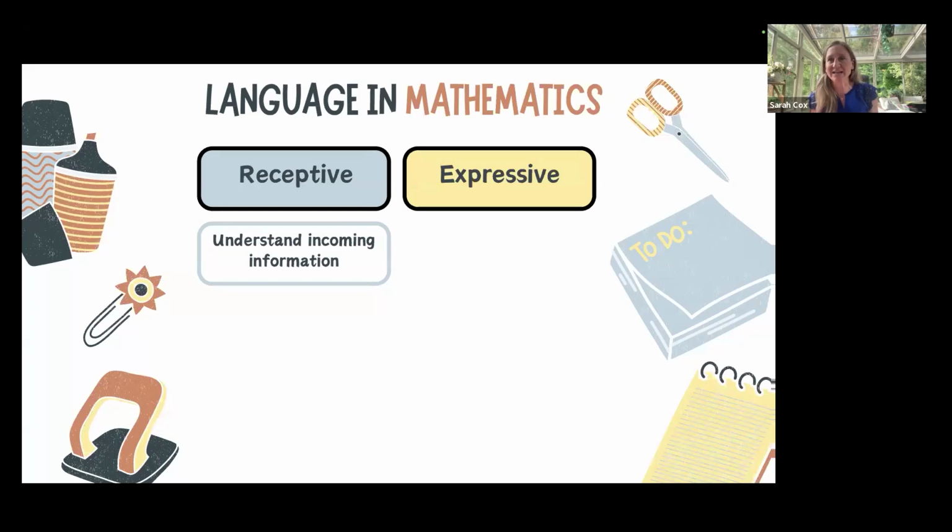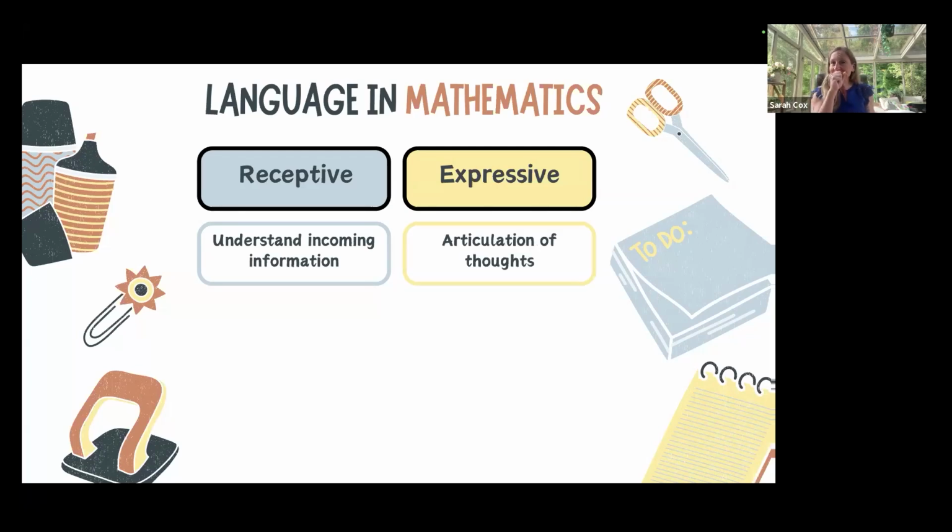So, receptive language is all of the information that is coming at our students and how they are trying to understand the environment around them. And in the case of math, this, of course, is not only that spoken language that we are giving to them and how we are trying to communicate it, but it's also what we're writing on the smartboard, what they're trying to read on the worksheet or in the textbook. It is what their peers are saying to them.